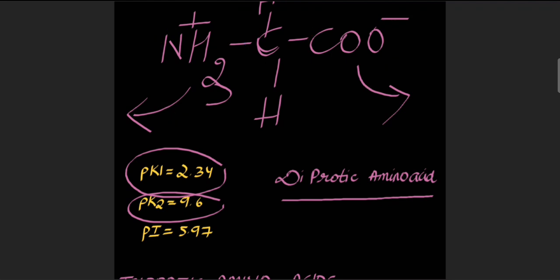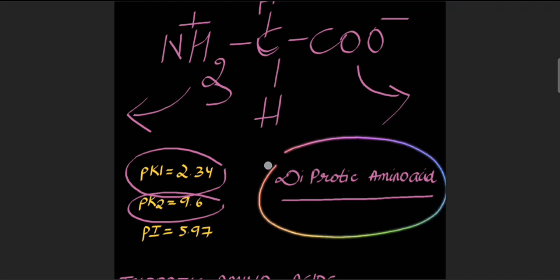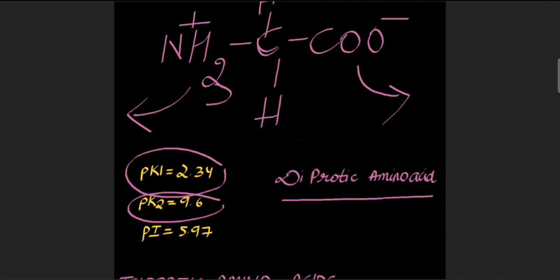If you're not able to catch up with what I'm trying to say in this video about glycine, I request you to go back to my previous video about zwitterions and then watch that video and come back so that your basics are clear about it. So I've just added a new word out here, that is diprotic amino acid. That is the only word that I've added out here.